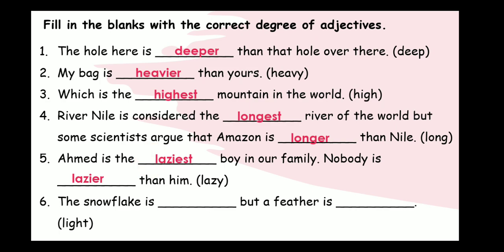The last sentence. The snowflake is dash but a feather is dash, and the adjective is light. The snowflake is light, but a feather is correct, lighter.